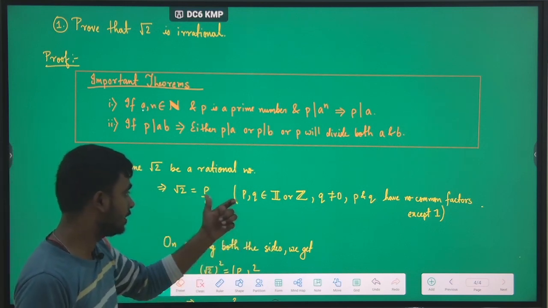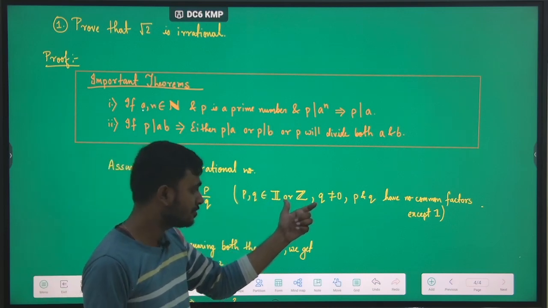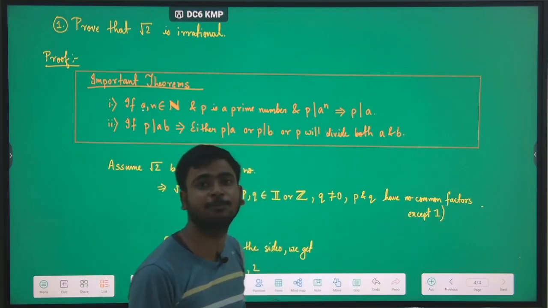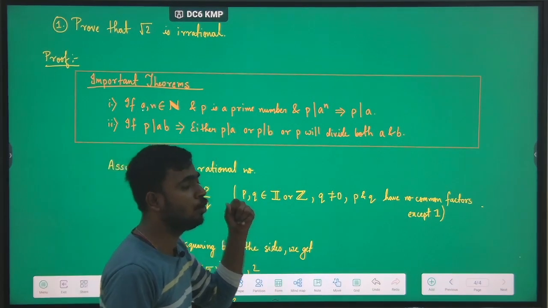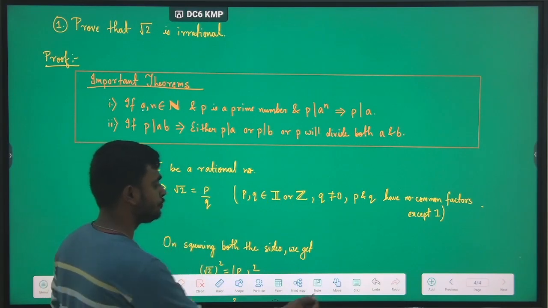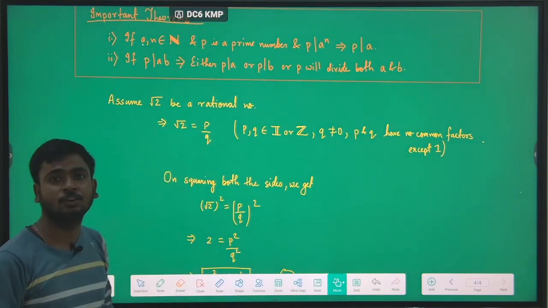रैशनल नंबर्स का? The conditions will be p and q will belong to the set of integers, q will not be 0 and p and q have no common factors except 1. p और q के पास कोई और दूसरा फैक्टर नहीं होना चाहिए 1 को छोड़ करके. ठीक है. Now when we are squaring both the sides, what we will get?